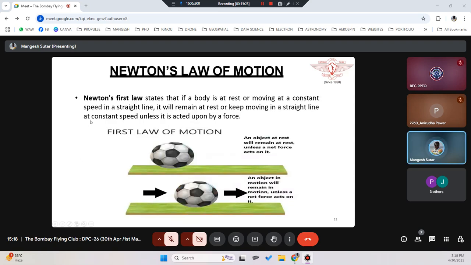So there is something called Newton's law of motion. I hope everybody has read or known in school or college during our study. We would have read about Newton's law of motion. Now let's see how these Newton's laws are applicable to the drone. Okay, so what does the first law state? That if a body is at rest or moving at a constant speed in a straight line, it will remain at rest or keep moving in a straight line at a constant speed unless it is acted upon by a force.